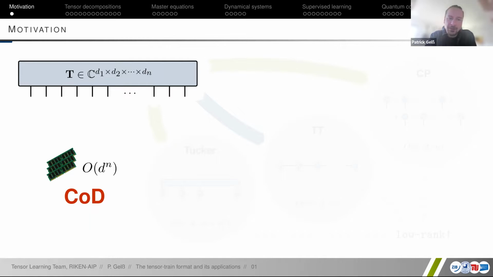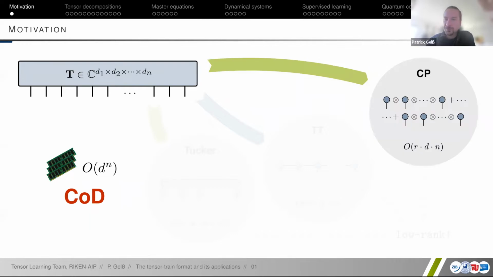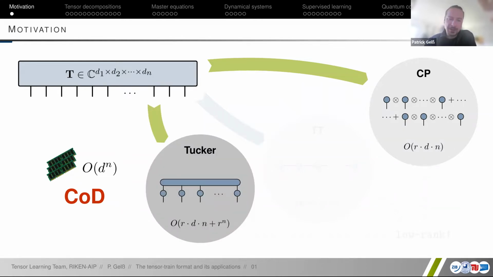To mitigate this curse, we can actually use different tensor format ansatzes. One of the most basic is the canonical format or CP format, where we express our given tensor as a sum of rank 1 tensors. Here we already see that we do not have this exponential dependence anymore. But there are other drawbacks of this format. Another option would be the Tucker format, where we decompose our given tensor into some kind of core tensor with different attached smaller tensors, or matrices in this case. Here we have a stable format, but we again have the exponential dependence on n.